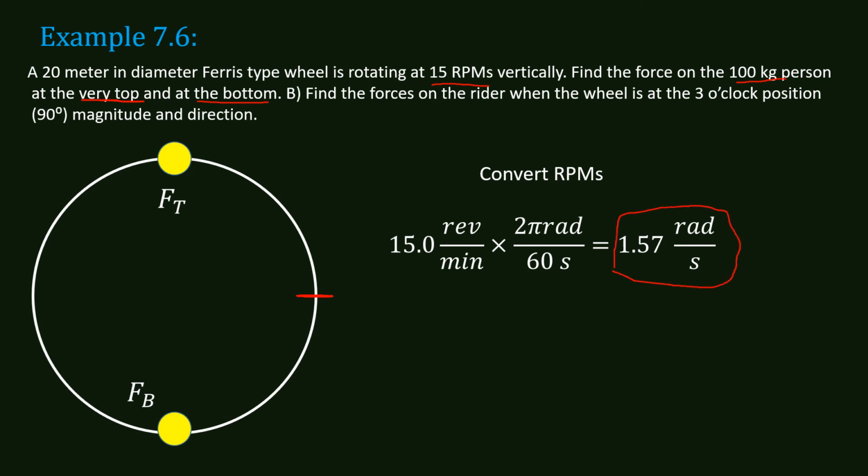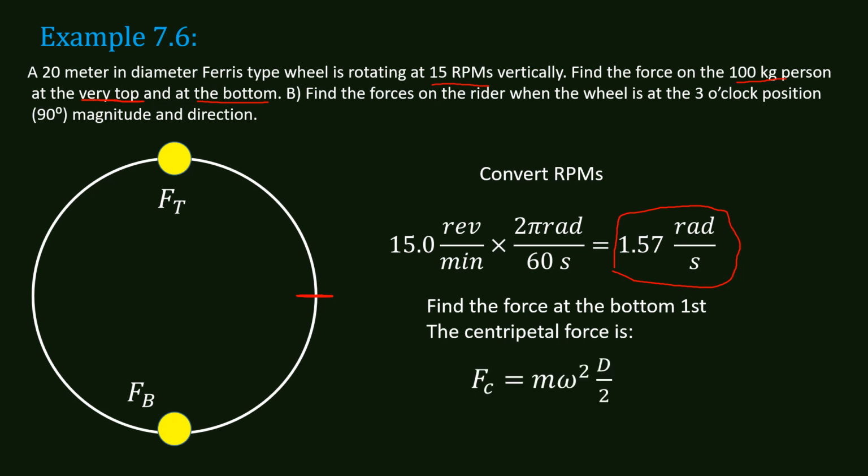Find the force at the bottom. First, the centrifugal force is this equation here. Now, if you remember from last time, we had omega squared r. This is diameter, divided by 2 is this r. So we have our mass times omega squared r. Okay, and this is going to be equal to the centripetal force.